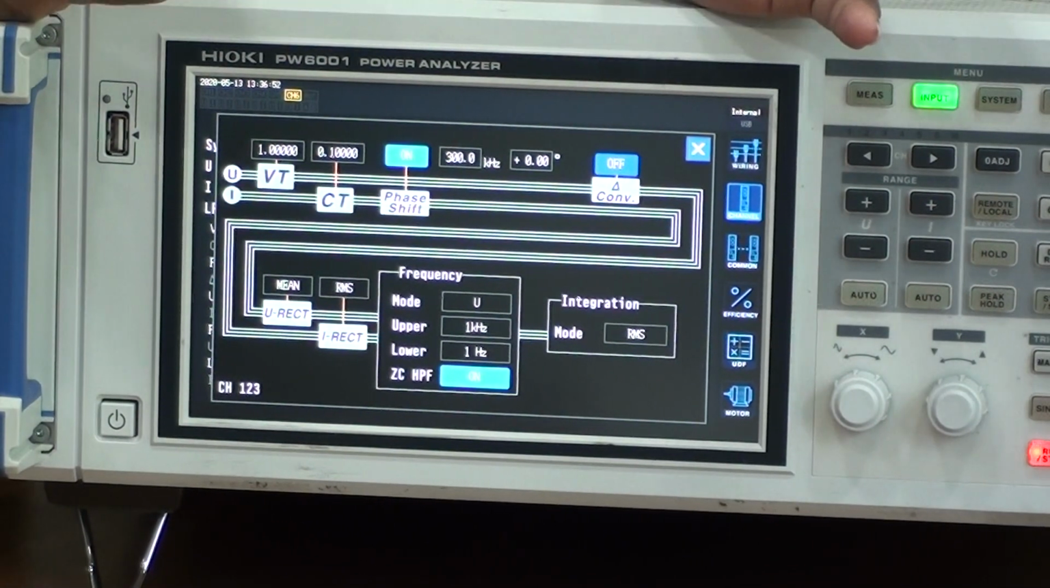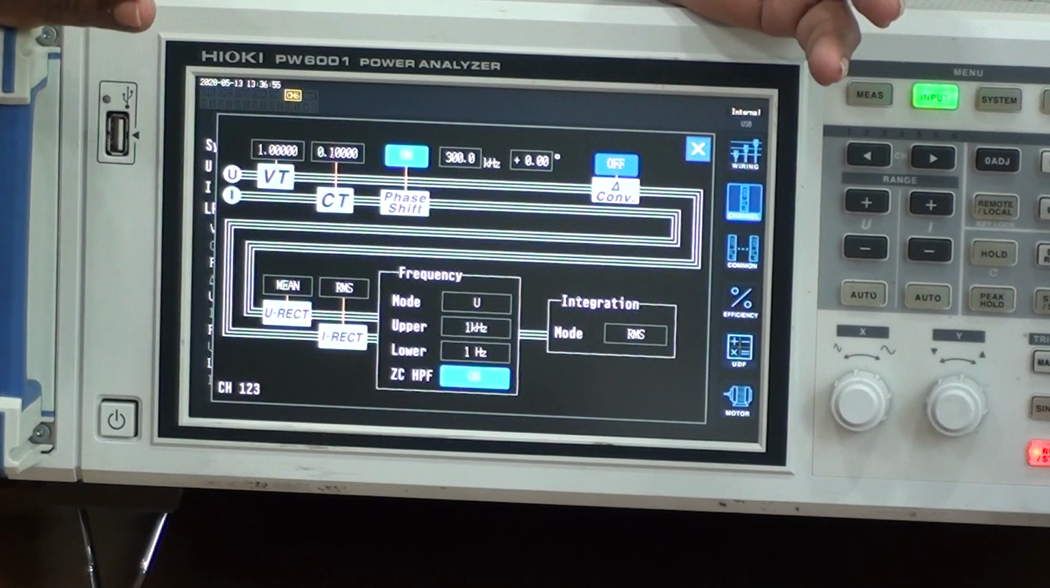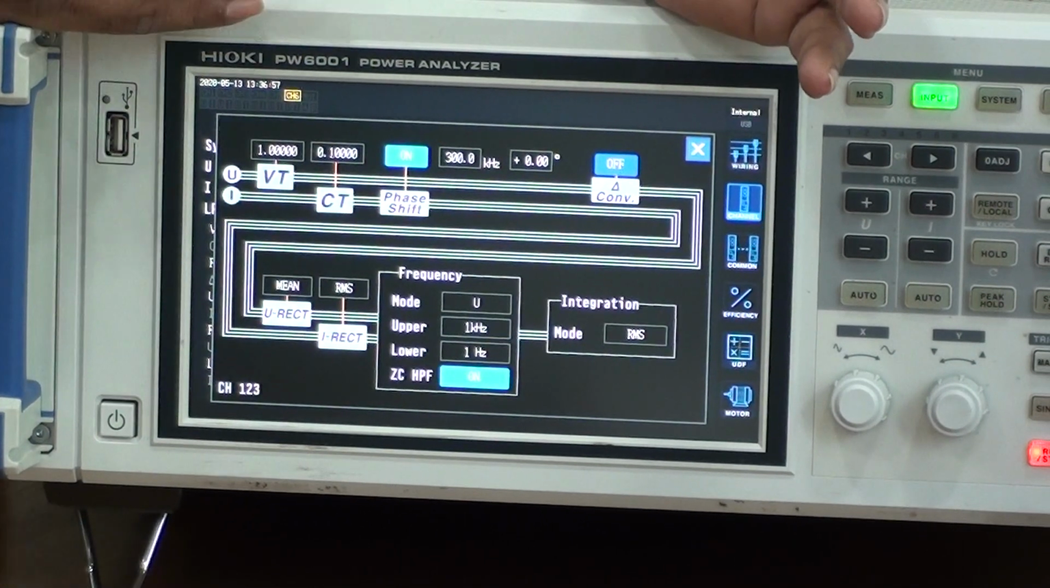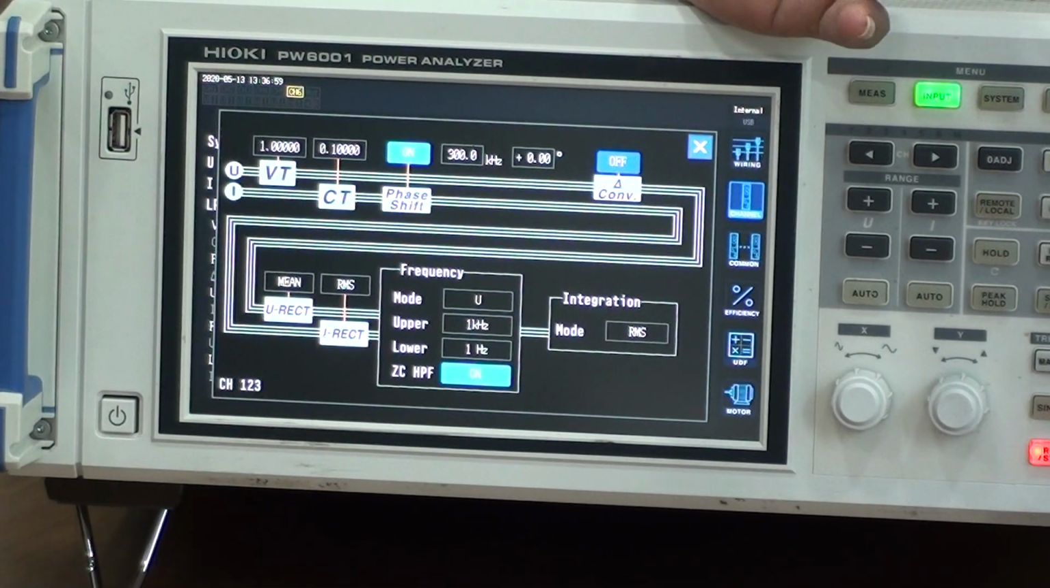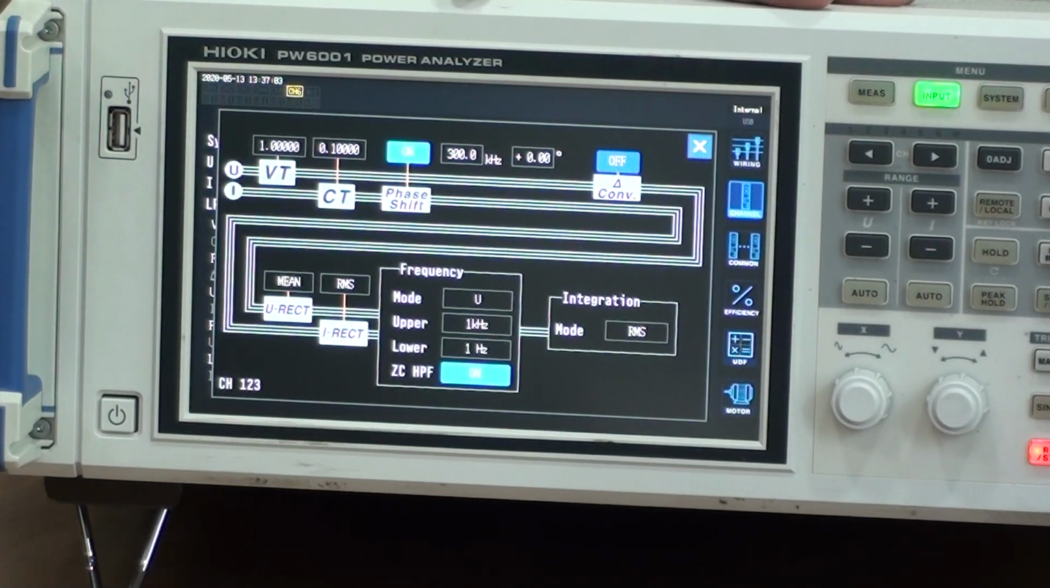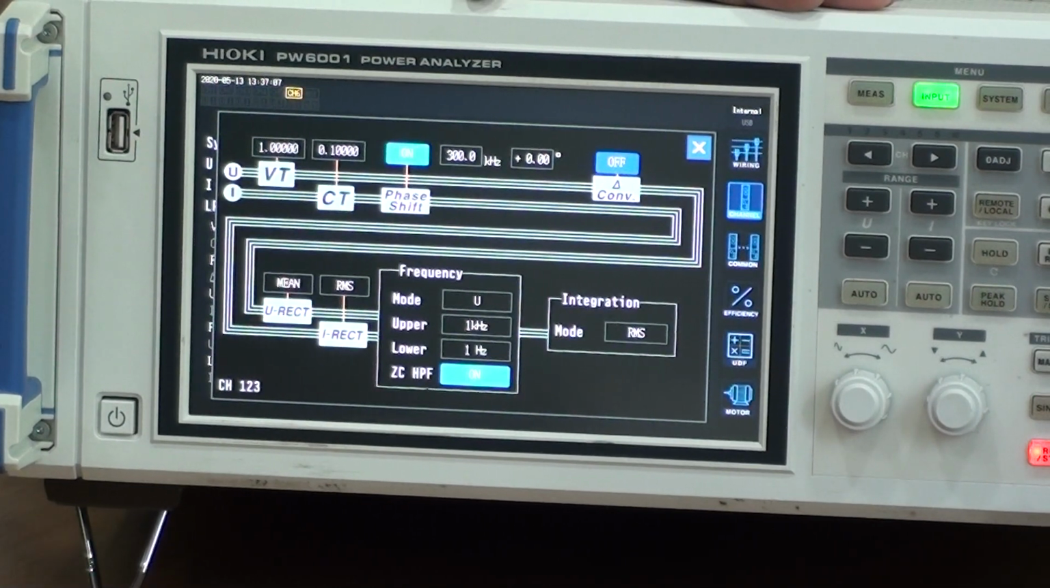The phase angle measurement is 100% accurate, and then cos of the phase angle will give you a power factor. Power factor into voltage into current gives you active power. Now that is how we are able to achieve very high instrument accuracy.